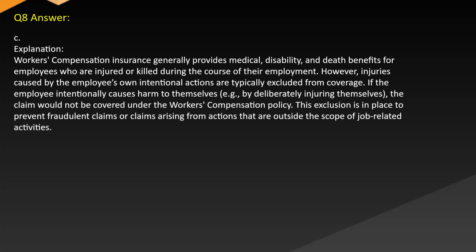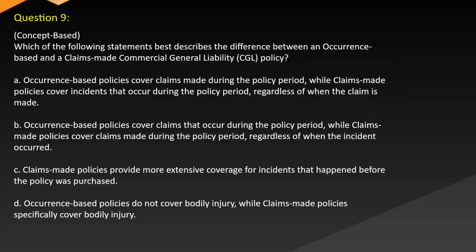Answer: C. Explanation: Workers' compensation insurance generally provides medical, disability, and death benefits for employees who are injured or killed during the course of their employment. However, injuries caused by the employee's own intentional actions are typically excluded from coverage, e.g., if the employee deliberately injures themselves. The claim would not be covered under the workers' compensation policy. This exclusion is in place to prevent fraudulent claims or claims arising from actions that are outside the scope of job-related activities.